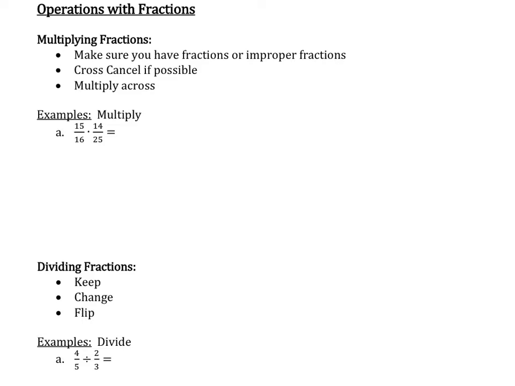When we're multiplying fractions, we're going to make sure that we always have fractions or improper fractions. That means if you have a mixed number, go ahead and change it to an improper fraction. It'll be a little bit easier to multiply. After we make sure we have fractions or improper fractions, we're going to cross cancel if possible, and then we're going to multiply across.